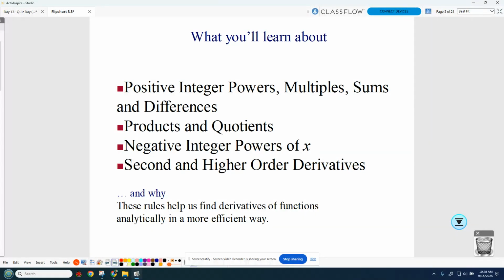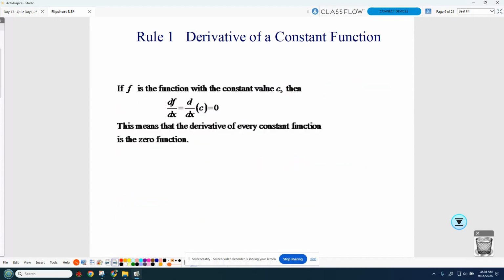But what we're going to do is various kinds of power rule, and then we're going to practice product and quotient rule. We might get to these, we might not. Sorry, before power rule.